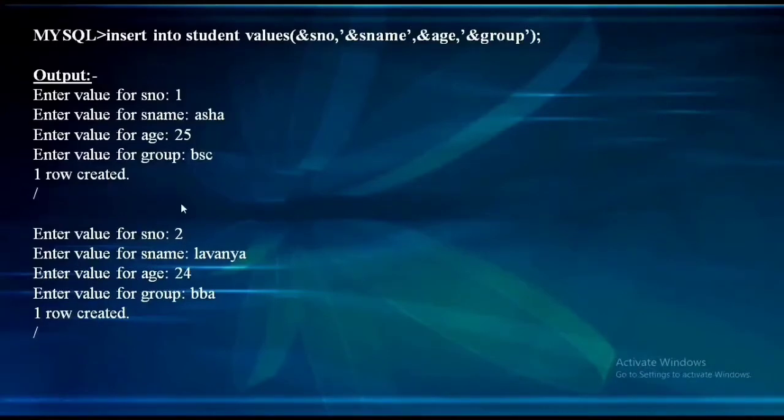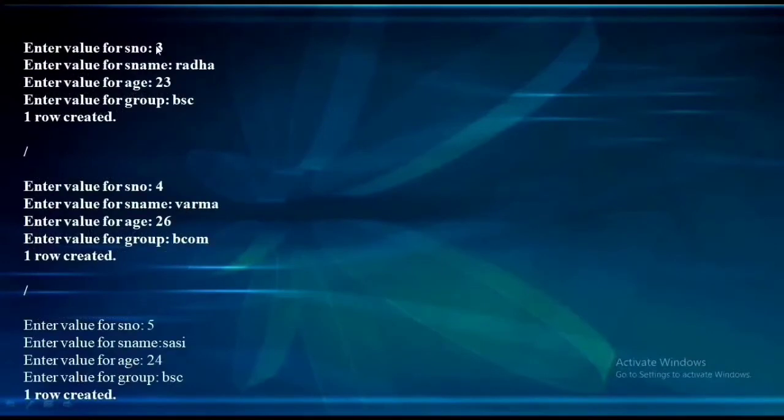After that, next third student, number 3. Next enter value for student name Radha. Value for age 23. Group BSc. Next, one row is created. After slash, press enter key. Enter value for student number 4. Student name Varma. Age 26. Group BCom. Next press enter key. One row is created. Next slash enter.